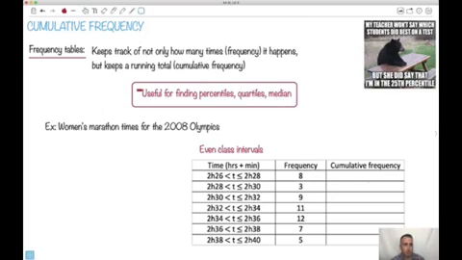Here's an example: the women's marathon times for the 2008 Olympics. Now, the IB says that we're supposed to be using even class intervals. I think I've got an example below that has one that's uneven, just to play around with that, but they're usually going to be even. You notice 2 hours 26 until 2 hours 28, and then 28 to 30, so there's always the same interval. And here we have the frequency. There's 8 of these, there's 3 of these, there's 9 of these, and so on.